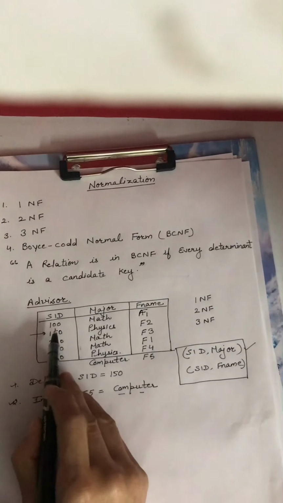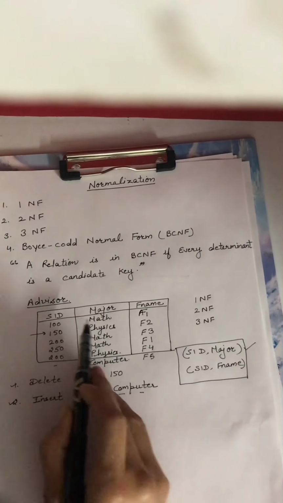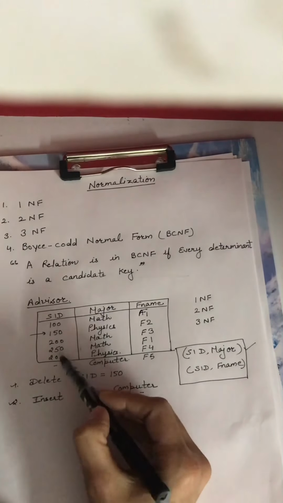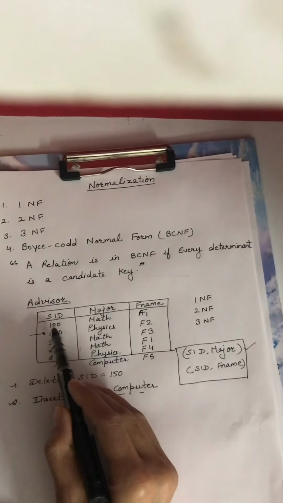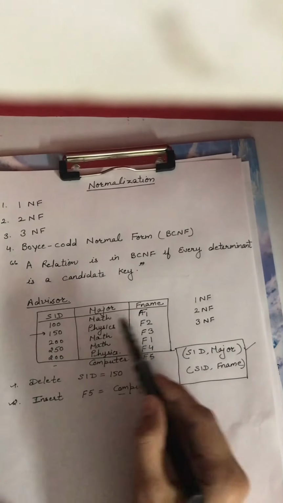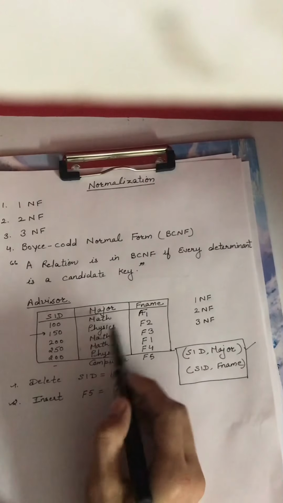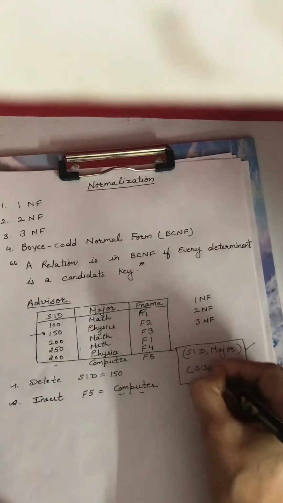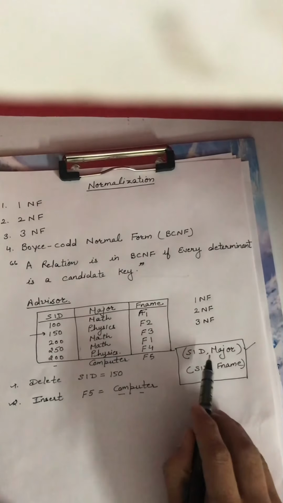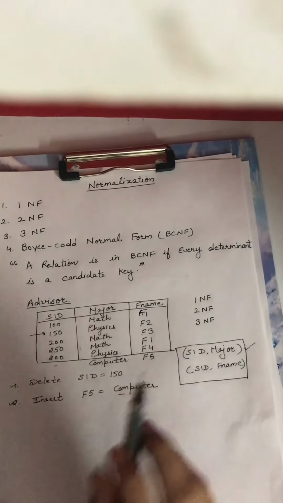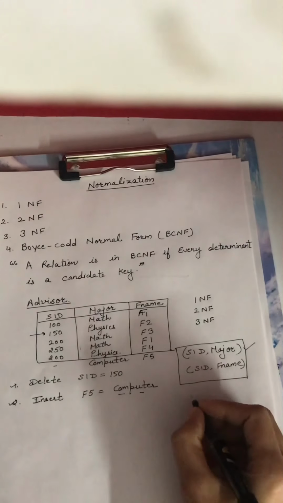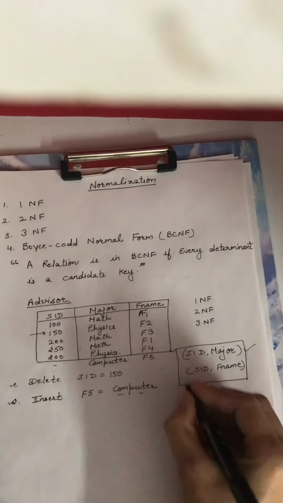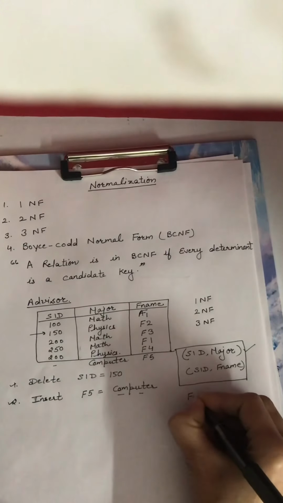If we have SID and major, we can determine the faculty name. We can identify the records uniquely. If we have SID and F name, also then we can determine the record uniquely. So these two are candidate keys, out of which SID and major is the primary key. Now this relation has one dependency.